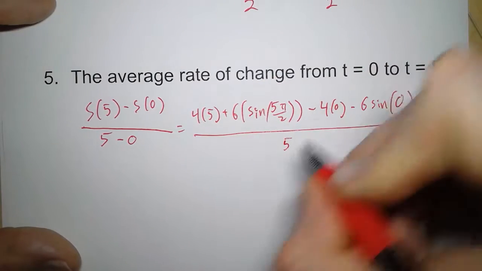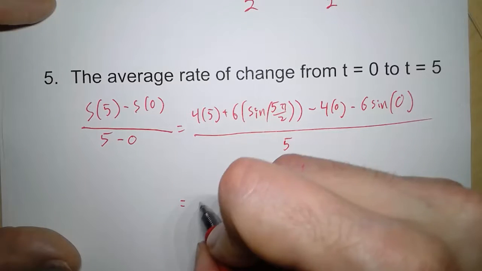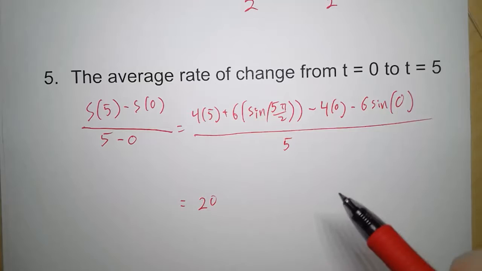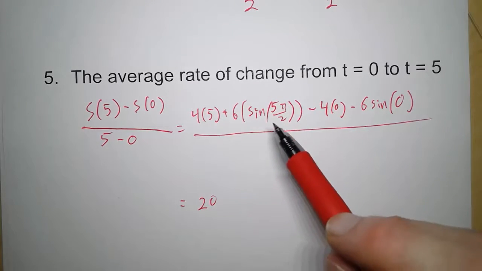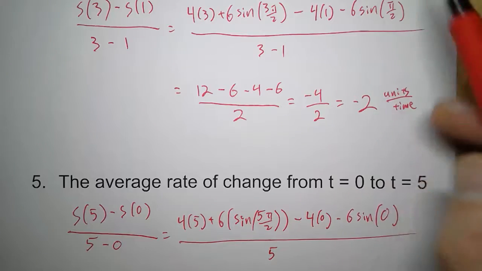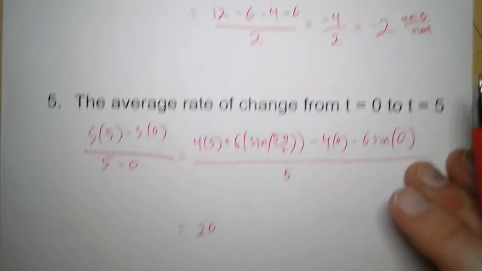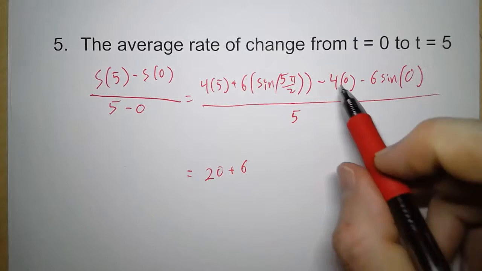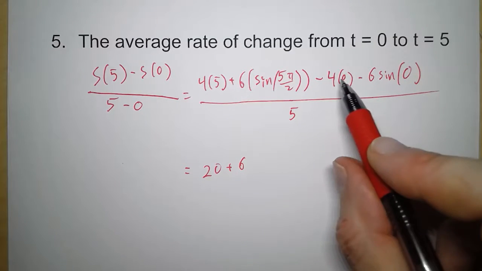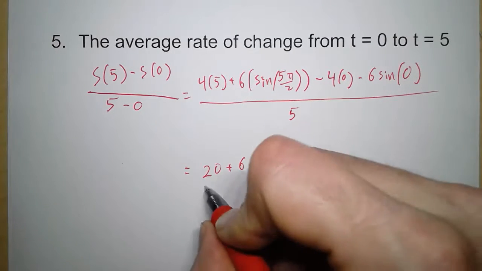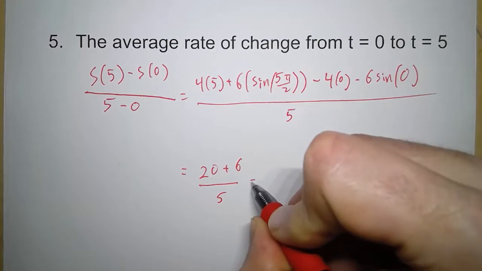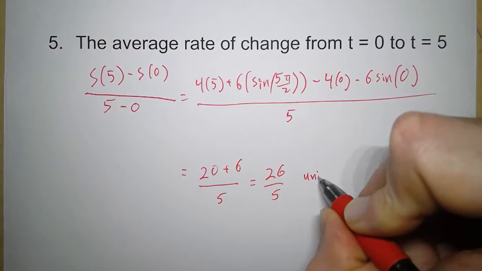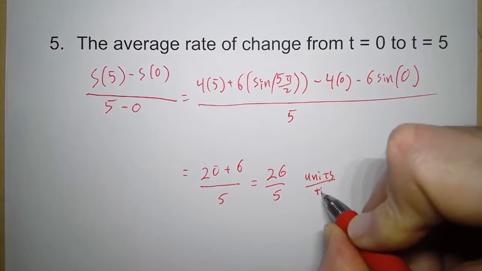All over 5. So 4 times 5 is 20. Sine of 5 pi over 2, that's one full rotation with an extra pi over 2. So sine of 5 pi over 2 is equivalent to sine of pi over 2 that we saw up in number 4, which is 1. So 20 plus 6 minus 4 times 0, that's 0. And sine of 0 is also 0. So for this, we have 26 over 5 units per time.